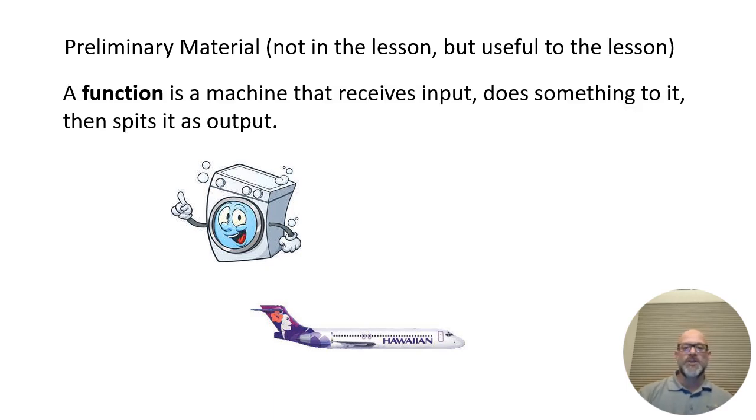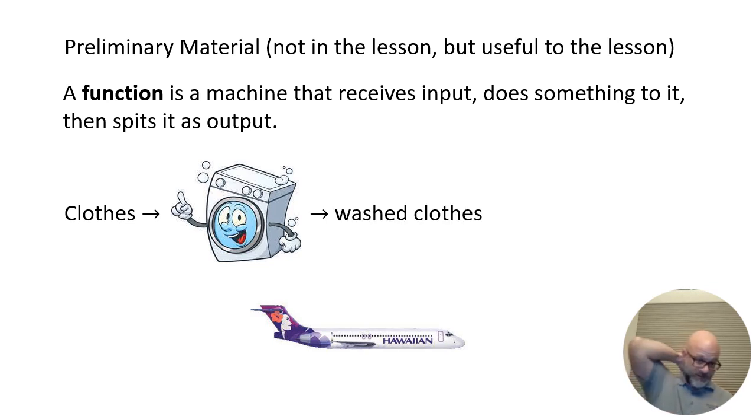A function is a machine that receives input, does something to it, then spits it out as output. What is this that you're looking at right here? This is a washer machine. What does a washer machine take in? It takes in clothes. What does it spit out? Washed clothes. What's the function of the machine? To wash. A function is a machine that receives input, does something to it, and spits it out as output.